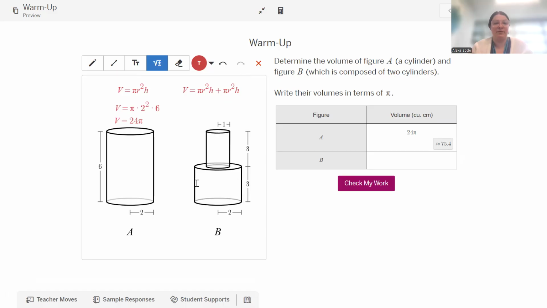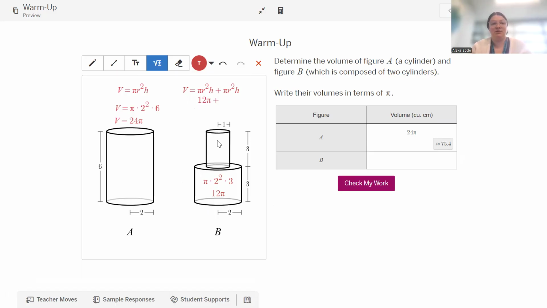So let's figure out this bottom one first. This bottom cylinder is going to be pi 2 squared times 3. 2 squared is 4. 4 times 3 is 12. So this bottom one is 12 pi. So this first part is 12 pi plus our other one.